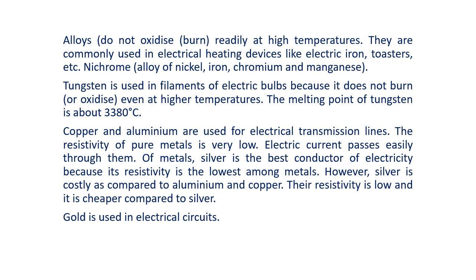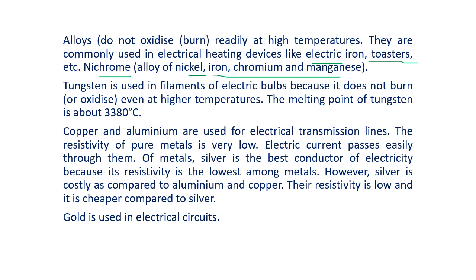Now there are some examples for you to see. Alloys. What are alloys? The mixture of metals in a definite proportion are alloys. They do not burn easily at high temperatures, so they are used in heating devices like electric iron and toasters. For example, nichrome is an alloy of nickel, iron, chromium and manganese. It does not burn even at high temperatures, so it is used in heaters.